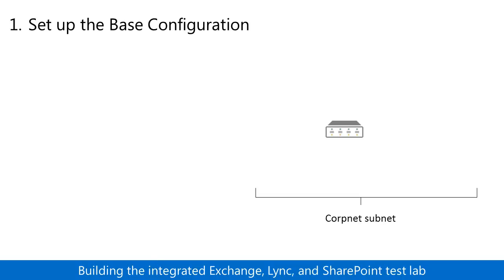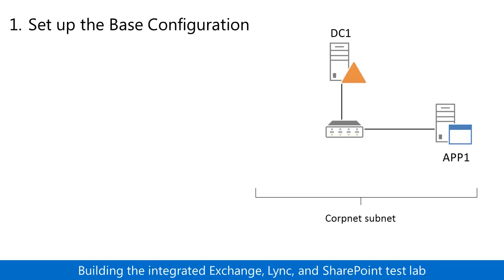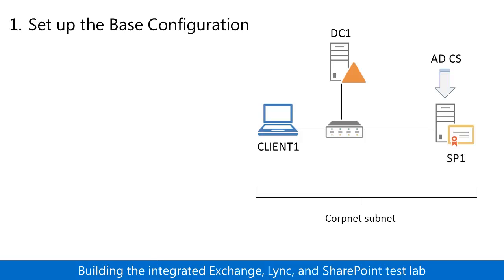In step 1, you start with the CorpNet subnet of the base configuration, which includes DC1, the Active Directory Domain Services or ADDS domain controller, App1, a web and file sharing application server, and Client1, a web client computer. You then rename App1 to SP1 and install Active Directory Certificate Services or ADCS, creating a basic public key infrastructure or PKI for the corp.contoso.com domain.